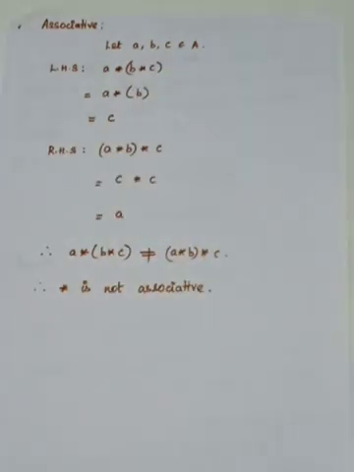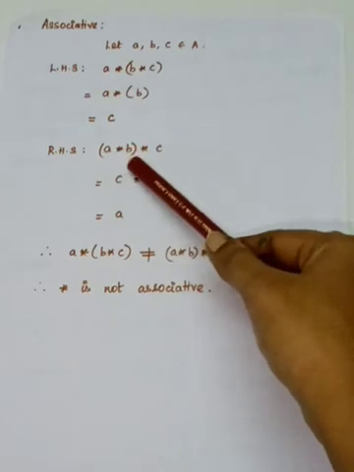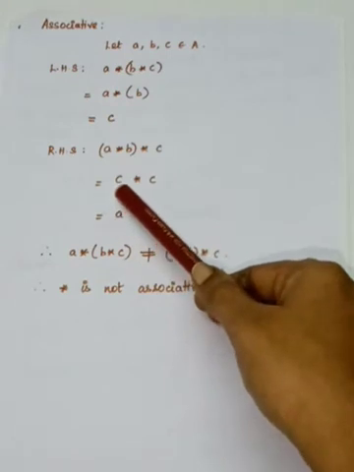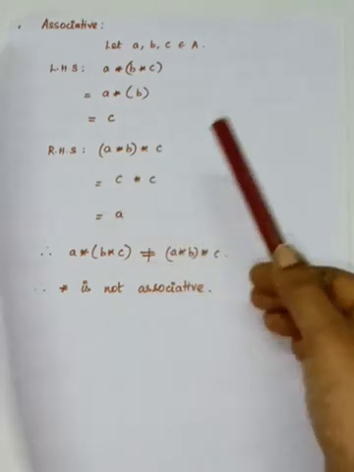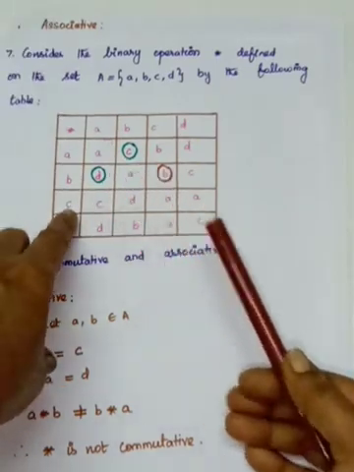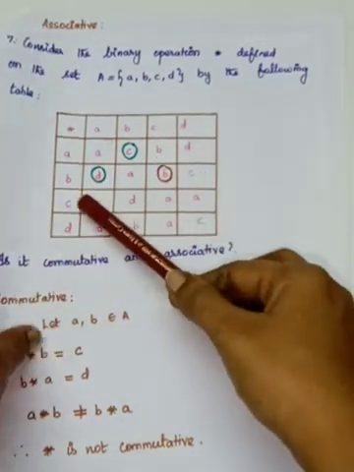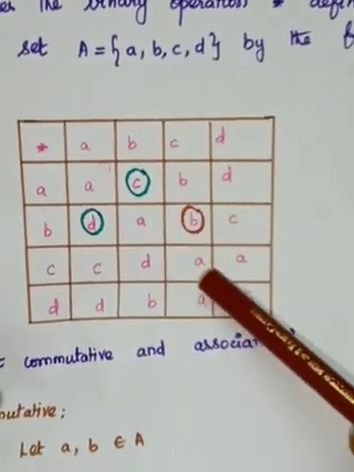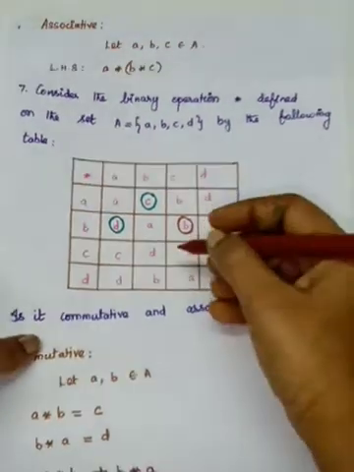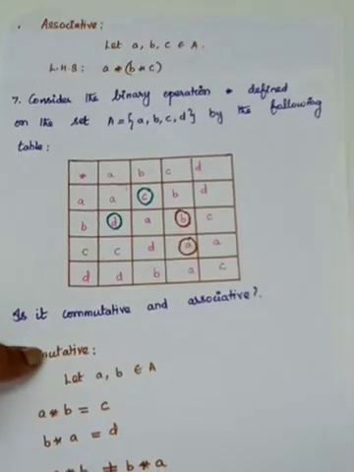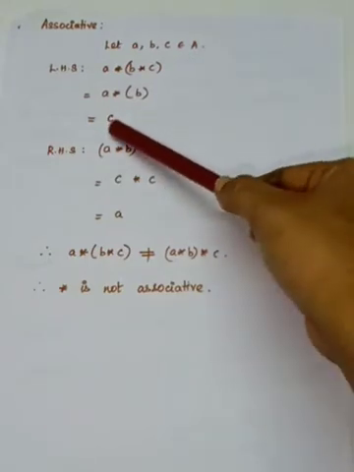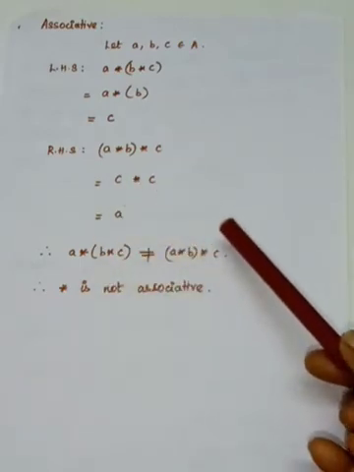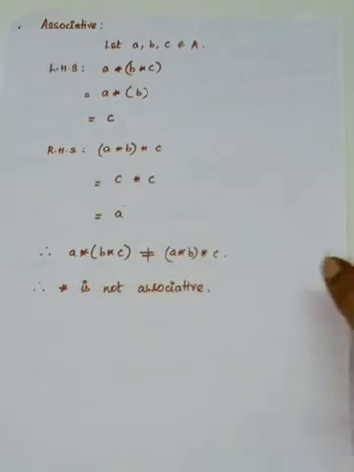We'll come to the right hand side. First we have to associate a and b, and that answer has to be associated with c. What is a asterisk b? Just now we have seen it is c. Then c asterisk c. In the column you have to take c and asterisk c. So c asterisk c is this element. Here you are having a. So see here, the left hand side answer is c and the right hand side answer is a. Therefore they are not equal. So asterisk is not associative.